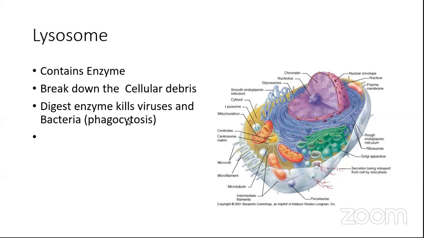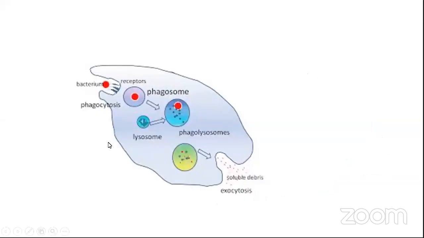The killing of bacteria and viruses is called phagocytosis. I'll show you in the next slide. Once a bacterium enters the cell, the bacterium or virus is killed by the enzymes inside the lysosome. That process is called phagocytosis. Sometimes you may have heard this word, or they may ask you in a 5-mark question what phagocytosis is. Now look at this second slide, phagocytosis. Here you can see a small pictorial illustration.